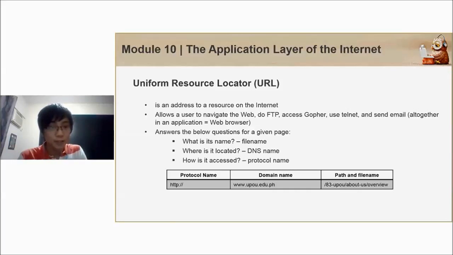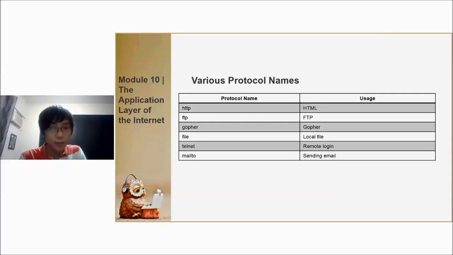So the URL actually answers three questions: what's its name, where's it located, and how is it accessed, via the protocol name, domain name, and client file name. For the various protocol names, here we have it listed.